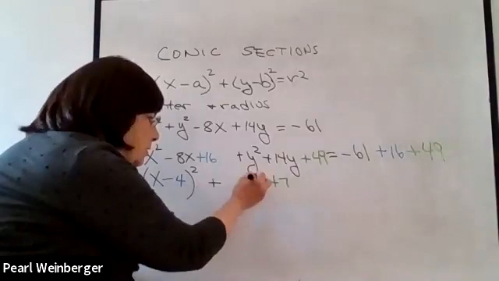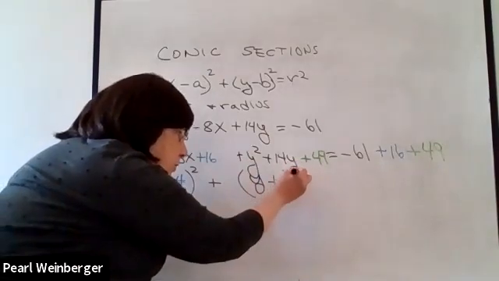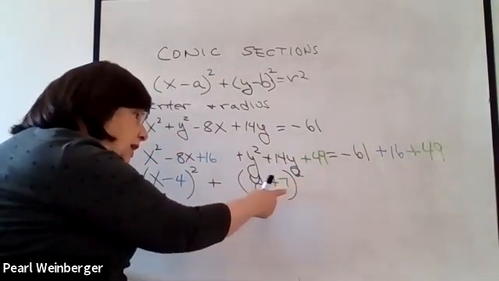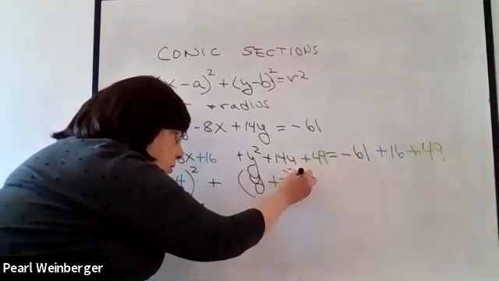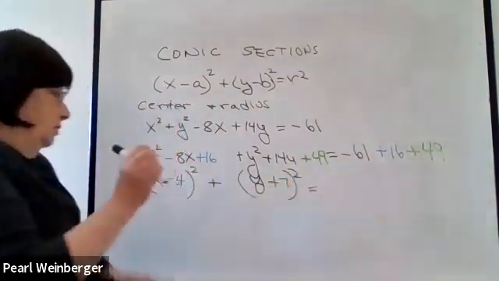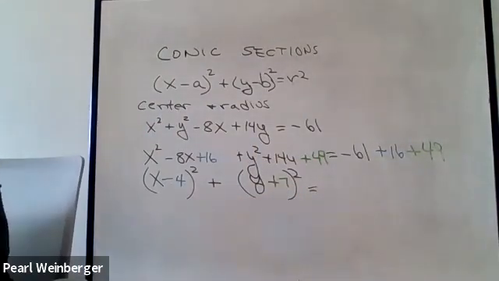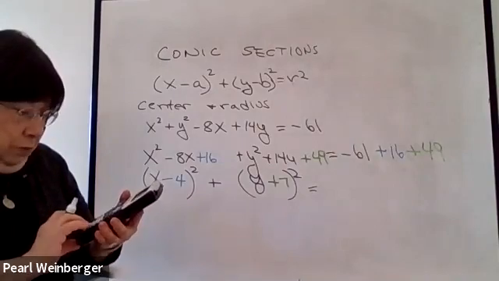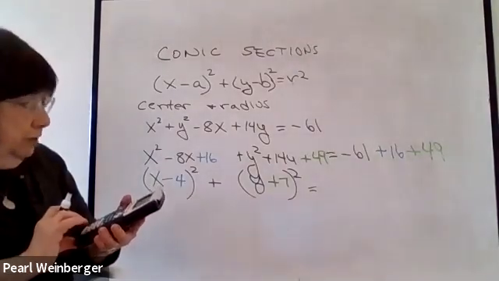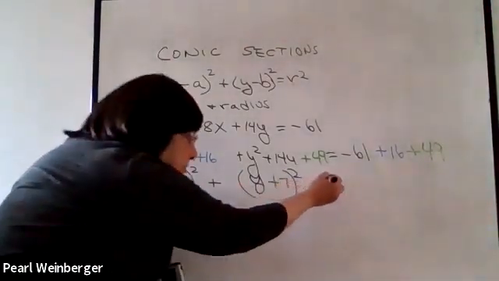Then we have the y's. The y is y plus 7 squared. Again, I put that 7 down because I knew that's what's going to go in that parentheses. This is the square. And on the other side, let's see what we have. I'm going to take out my calculator to combine -61 plus 16 plus 49. And when I add all those numbers together, I get 4.